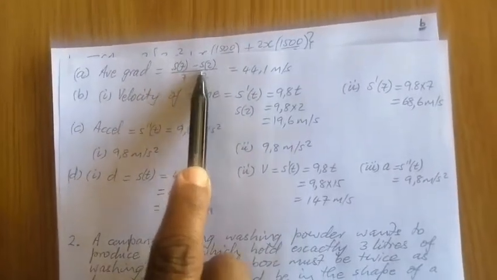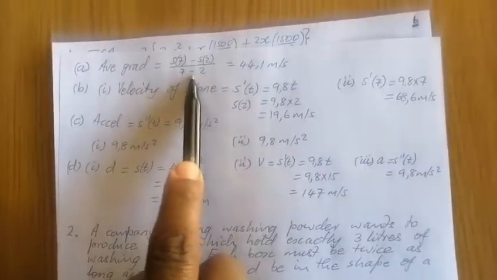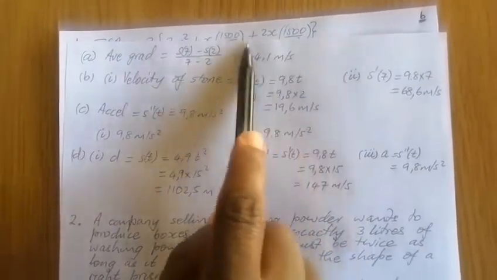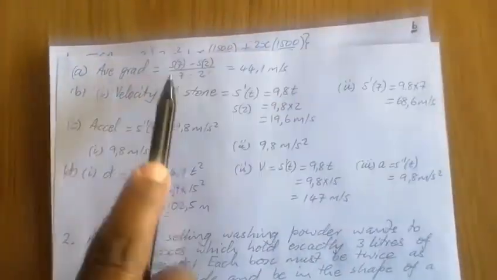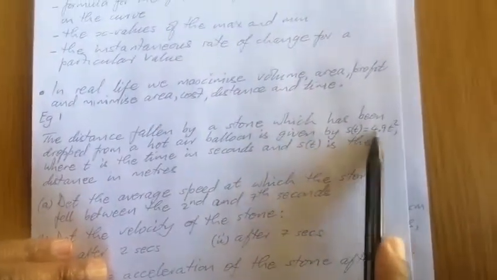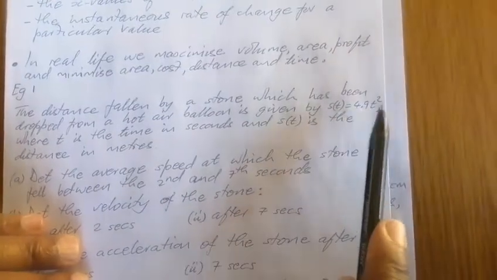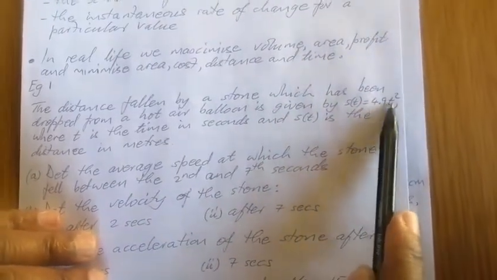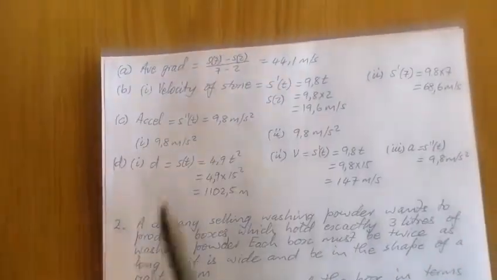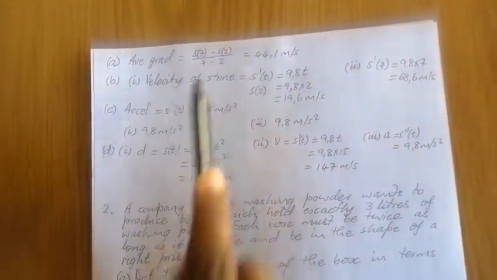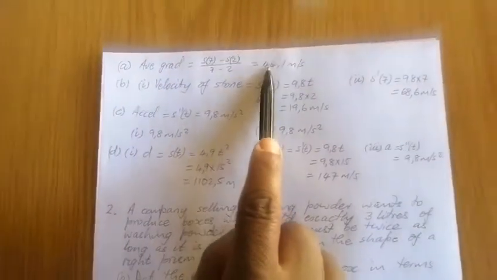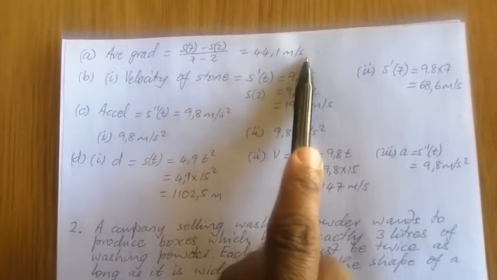To get our average gradient, it's s of 7 minus s of 2 all over 7 minus 2. When simplified, you must get that. You are substituting 7 into this formula that we have already talked about. So our 7 is the time, so it's 4,9 times 7 squared, and then 4,9 times 2 squared. The difference is divided by 5 because 7 minus 2 is 5. Then when you simplify that, you get 44,1 meters per second.